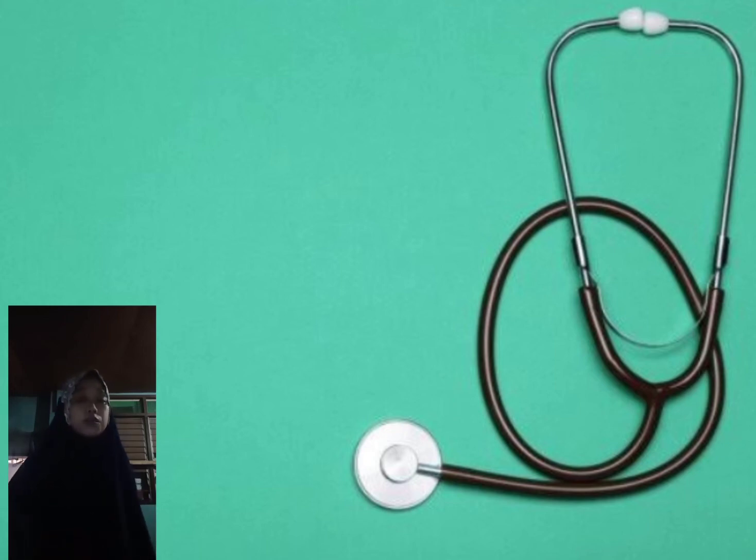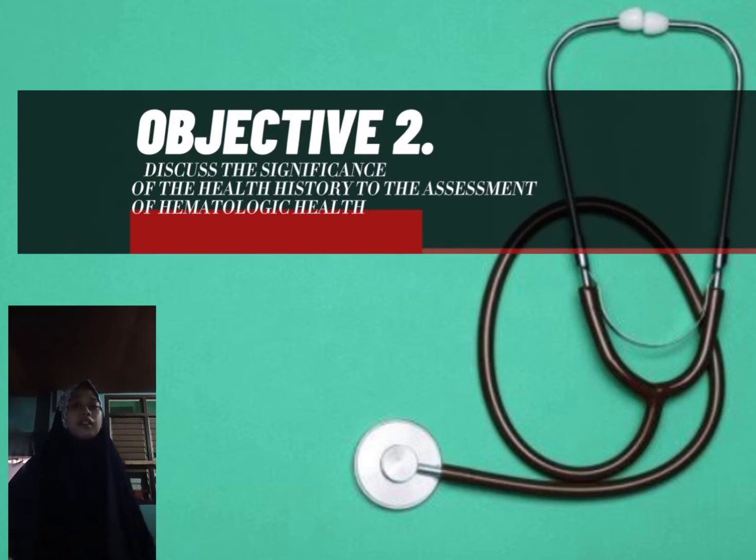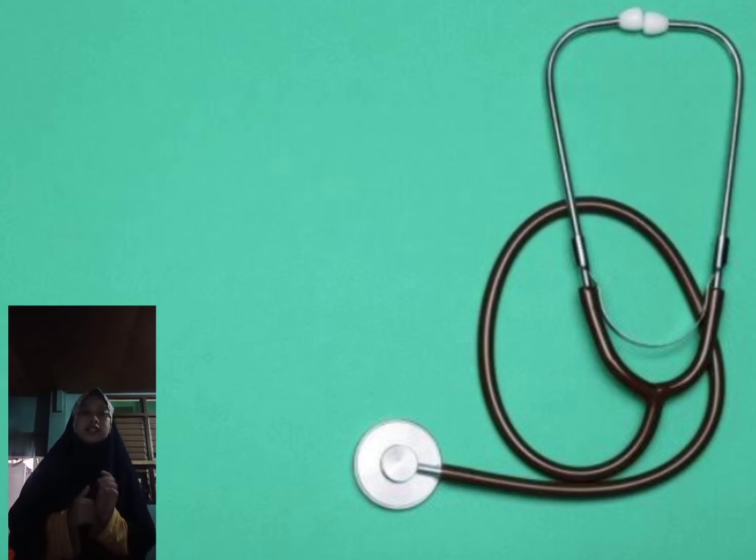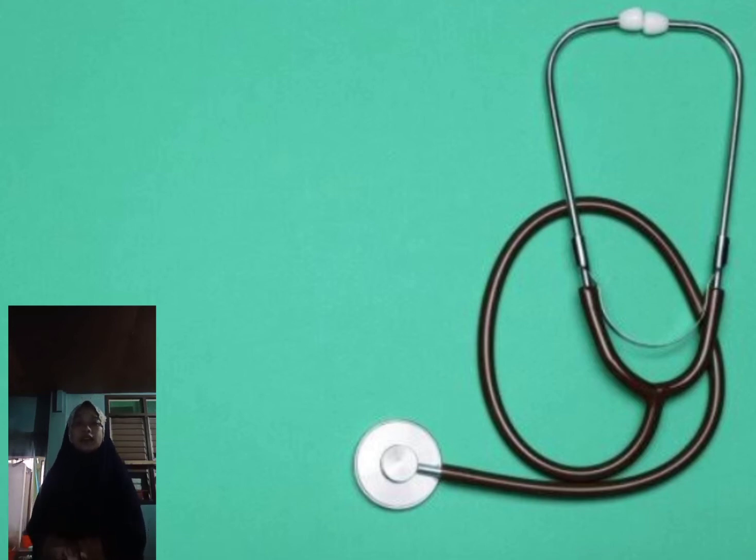For objective 2, we discuss the significance of the health history in the assessment of hematologic health. When assessing your patient's hematologic system, it is important to ask questions that reveal clues about the oxygen carrying capacity of the blood. Obtaining a health history will assist you to identify any risk factors that could influence your patient's hematologic status.